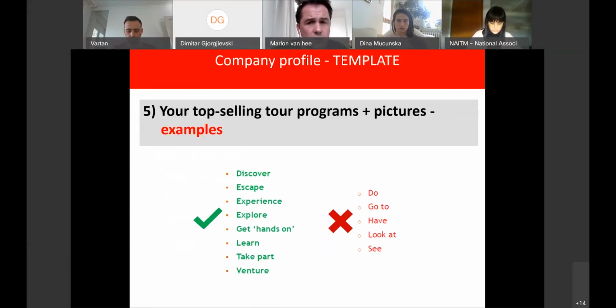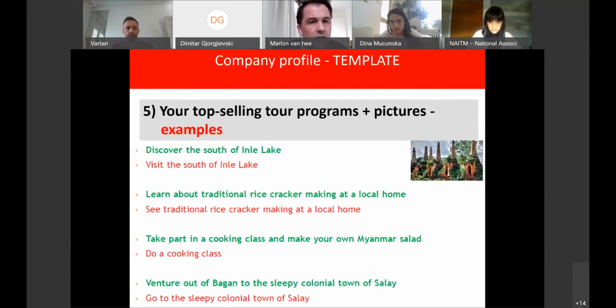When you present your tour, try to use words like discover, escape, experience. You will explore, get hands-on, you will learn, you will take part, you will venture. Don't use verbs like do, go to, have, you will have a look at, you will see, because that is passive, it's boring. These green verbs are what we call action verbs, and that is what you should be using in your product presentation.